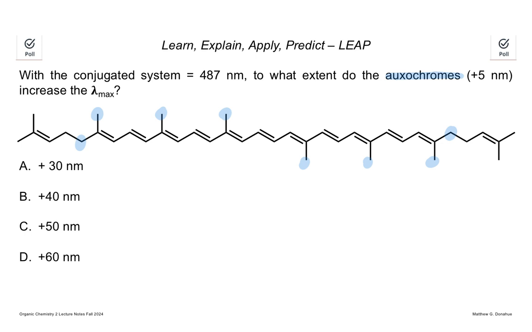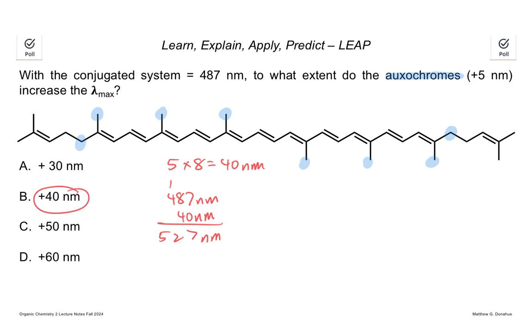So that gets us 5 times 8 is 40 nanometers. So 487 plus 40. Ultimately gets you to 527, but the answer for this would be B, plus 40.